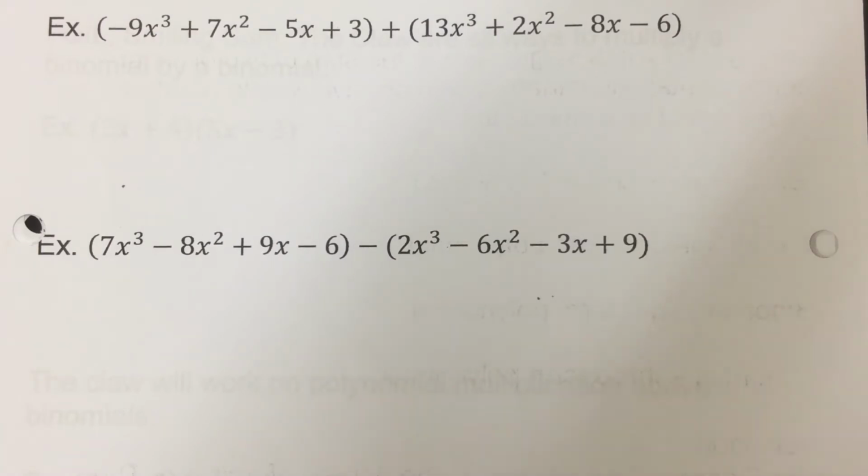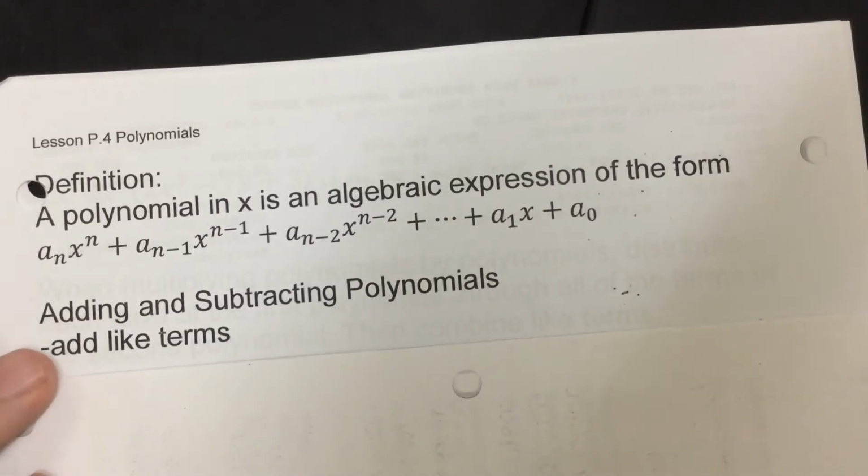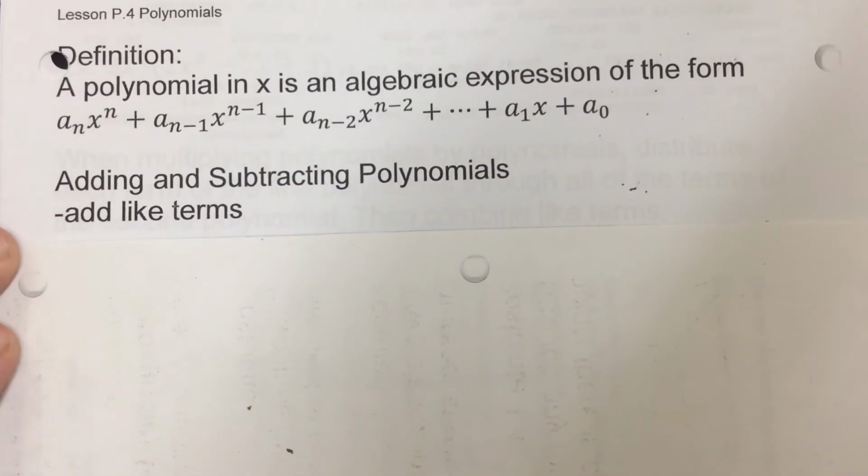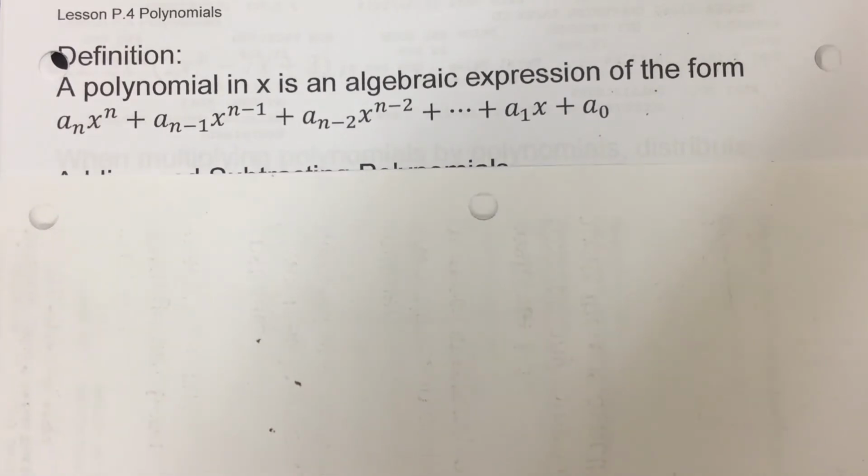So, the official definition of a polynomial in x is an algebraic expression in the form of a sub n x to the n plus a sub n minus 1 x to the n minus 1, and so on and so forth. So, just know you're going to have coefficients, the numbers in front of the variables. You're going to have an x, typically with an exponent. Again, they have to be whole, positive real numbers as those exponents. They can't be fractional exponents, or they can't be negative exponents, or it's not a polynomial.